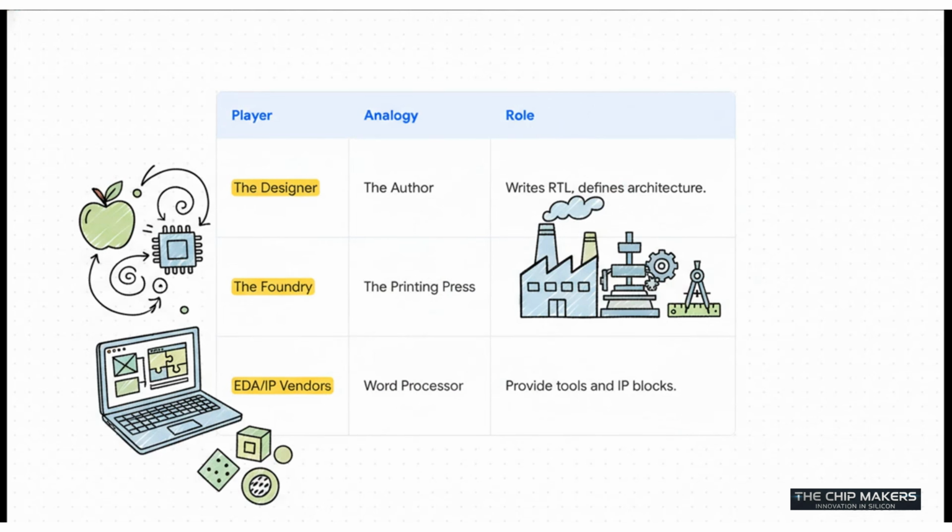So here are the three key players. First, you have the designer. Think Apple or NVIDIA or Qualcomm. They're the author. They come up with a grand vision and write the RTL. Then you have the foundry. This is a company like TSMC or Samsung. They're the printing press. They own the multi-billion-dollar factories, and they provide the super strict manufacturing rules. And finally, you have the EDA and IP vendors, companies like Synopsys or Cadence. They provide the word processor and the stock photos, the absolutely critical software tools and reusable IP blocks that make this whole process even possible.